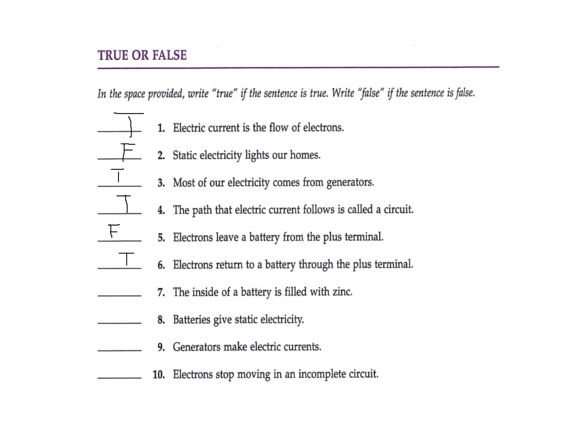Electrons return to a battery through the plus terminal. That's true. Inside a battery is zinc. That's false. Outside is zinc. Batteries give us static electricity. That's false. They give us current electricity. Generators make electric current. Very true. They give us electricity that moves along a path, wires. Electrons stop moving in an incomplete circuit. That's true. If it's incomplete, no electricity.